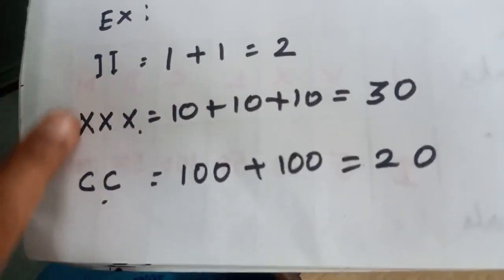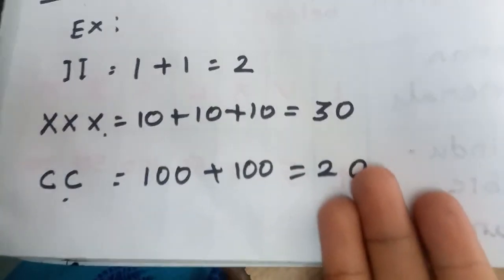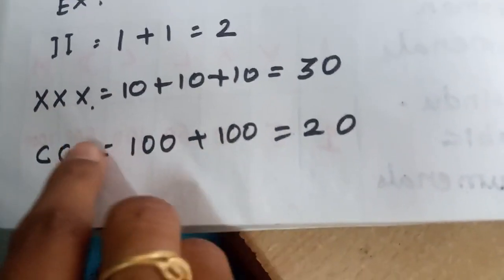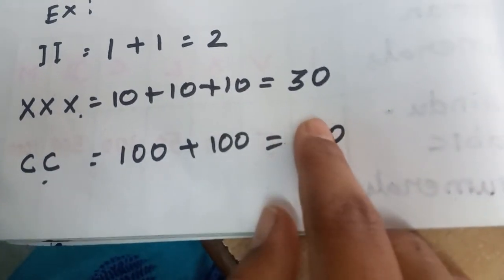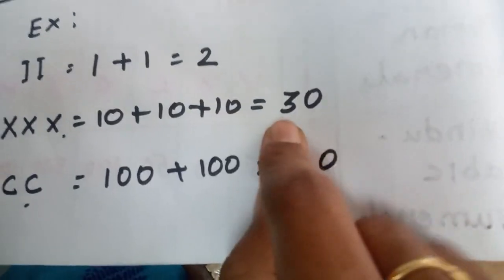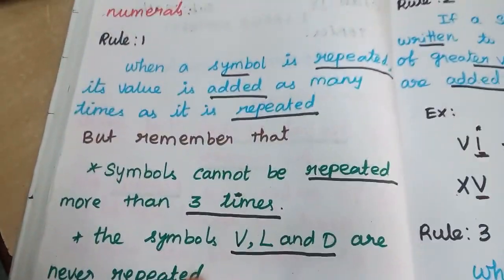So if you see the Roman numerals, first you have to write the number format. Okay, then you can identify the number easily. First you have to see the Roman numeral and write the numbers. What does it represent in Hindu-Arabic numerals? First you have to write and then you have to find that number. Okay, so this is rule number 1.